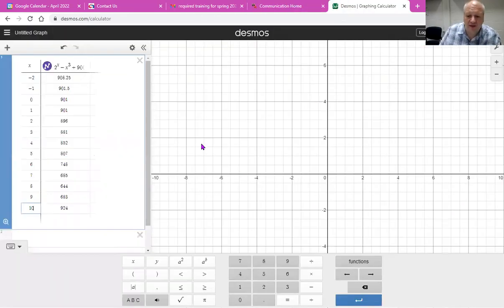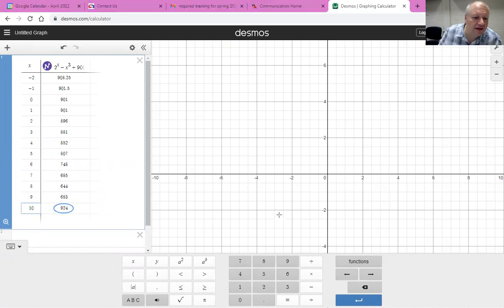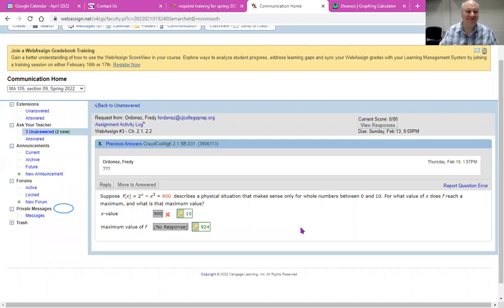Where's the maximum value here? Let's take a look then. The maximum value is actually right here, isn't it? Is there anything bigger than that? That's it. 10 is the maximum value. So what that means is when x is 10 it is at its greatest, and the actual value itself is 924 for that question. There we go. And that's what we have. All right.